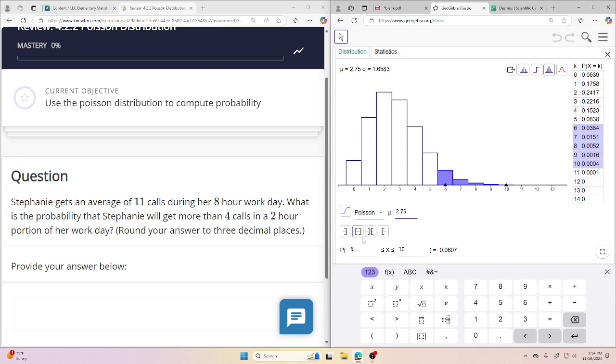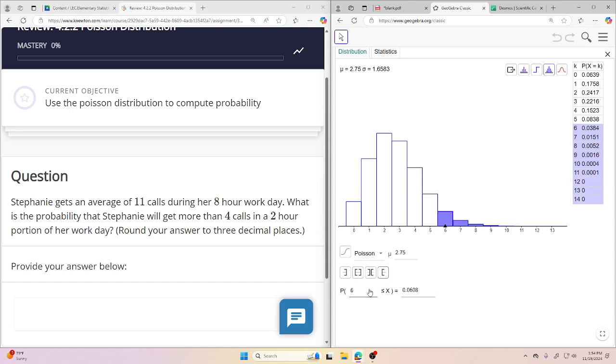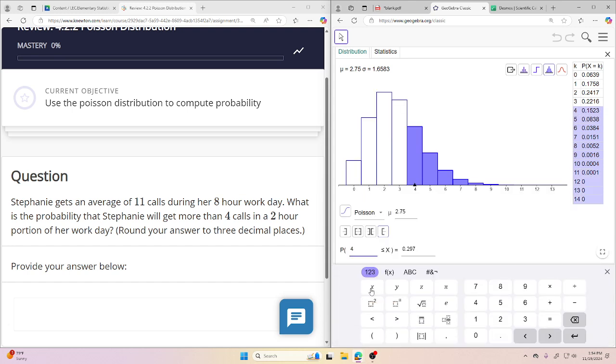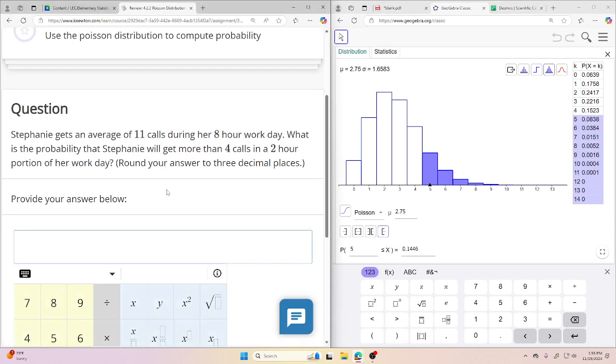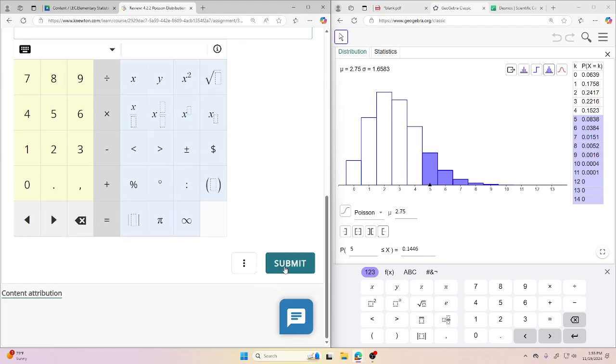And again, it says more than 4. So I'm going to say more than 4. What do I have right there? Isn't that 4 included? So I don't like that. I went more than 4. So what would I actually put? 5. That means 5, 6, 7, 8, 9, 10, whatever it is, right? More than 4, yeah. So there we go. It's 0.145, I guess. Let's check it out.